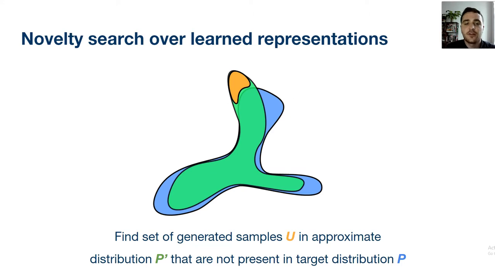So in this diagram, we've color-coded in orange the subset of P prime, the approximate distribution, that isn't present in the target distribution P.